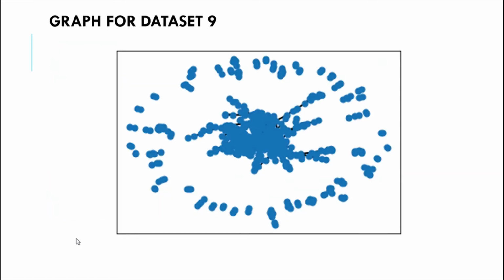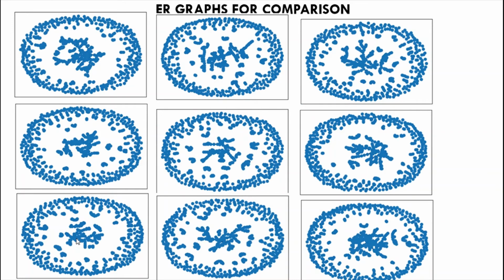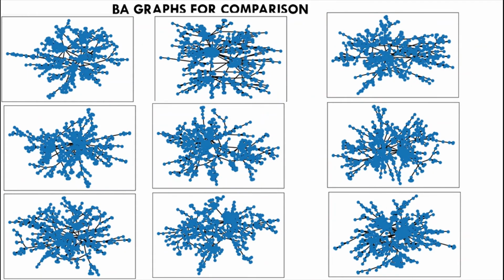This is the graph of dataset 9. We are using 9 graphs for comparison. As you can see, the graphs are not connected. That's why algebraic connectivity was 0 and properties were varied. In the BA graphs, they look clustered, but they are not clustered because only one of the edges is rewired.